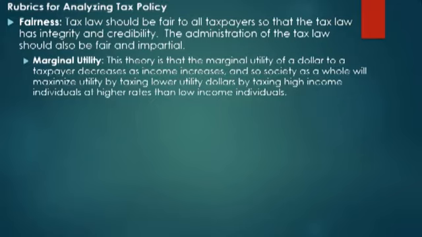The theory is that the marginal utility of a dollar to a taxpayer decreases as income increases. And so society as a whole will maximize utility by taxing lower utility dollars, by taxing higher income individuals at higher rates than low income individuals. And so the concept is pretty simple and easy enough to understand at a conceptual level and a practical level.